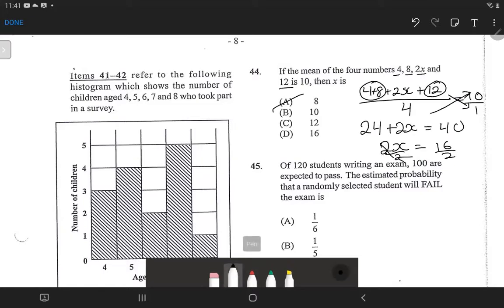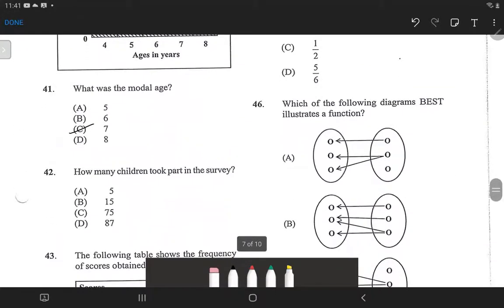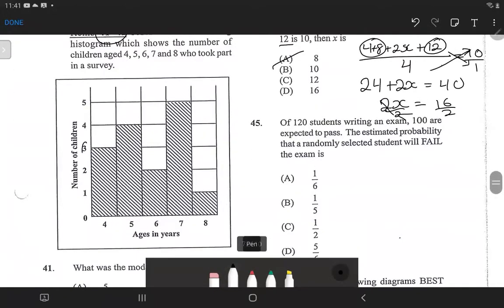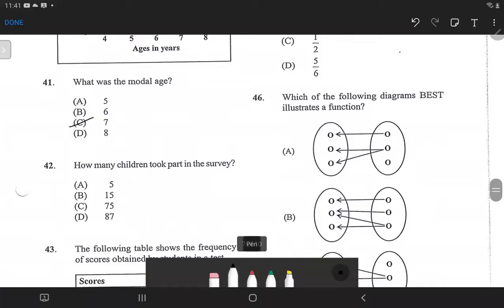Now notice that we had items 41 and 42, so we have to refer to the histogram again. How many children took part in the survey? Let's count it. So we have 3 plus 4 plus 5. We forgot to add this 2 here and 1. So we have 3 plus 4 is 7, plus 2 is 9, plus 5 is 14, and 1 is 15. So 15 children took part.